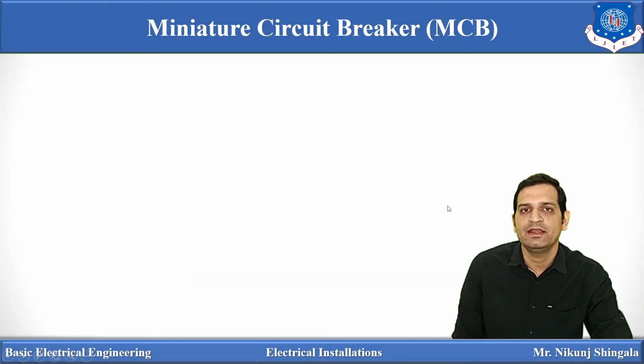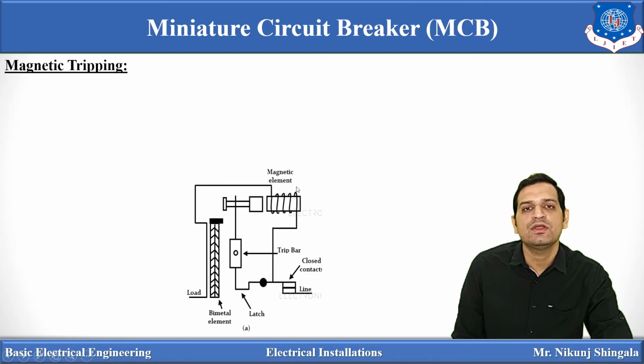Next one is magnetic tripping. For magnetic tripping, here you can see a coil, a solenoid. This is the tripping mechanism. This is the line and this is the load. Presently, the line is connected to the load. Here the contact is closed, you can see. Now, when this magnetic coil is energized by an excessive amount of current, it will produce a magnetic field. Because of the magnetic field, it will push the tripping mechanism and the contacts will be in open condition. So the load can be protected.